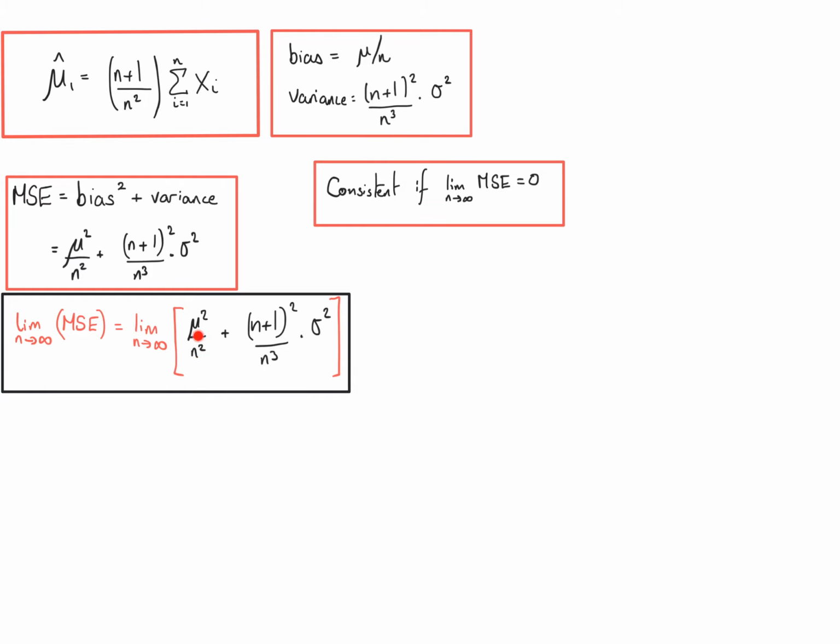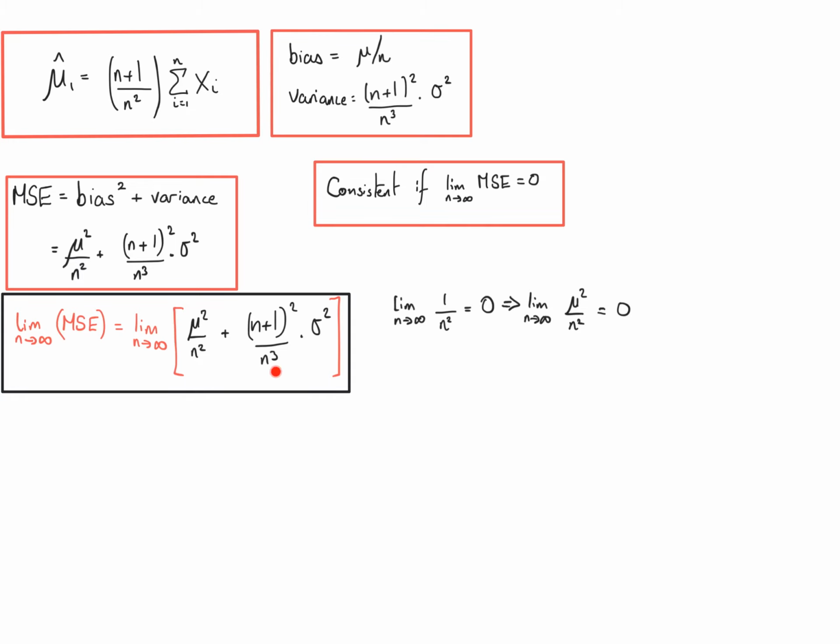So if 1 over n squared tends towards 0, then mu squared, which is a constant, over n squared will also tend towards 0. So let's look at what happens if we take the limit as n tends towards infinity of 1 over n squared. But that's just trivially equal to 0 because we've got 1 divided by something that tends towards infinity. So the limit as n tends towards infinity of 1 over n squared is just 0, which means that the limit as n tends towards infinity of mu squared over n squared will also be equal to 0.